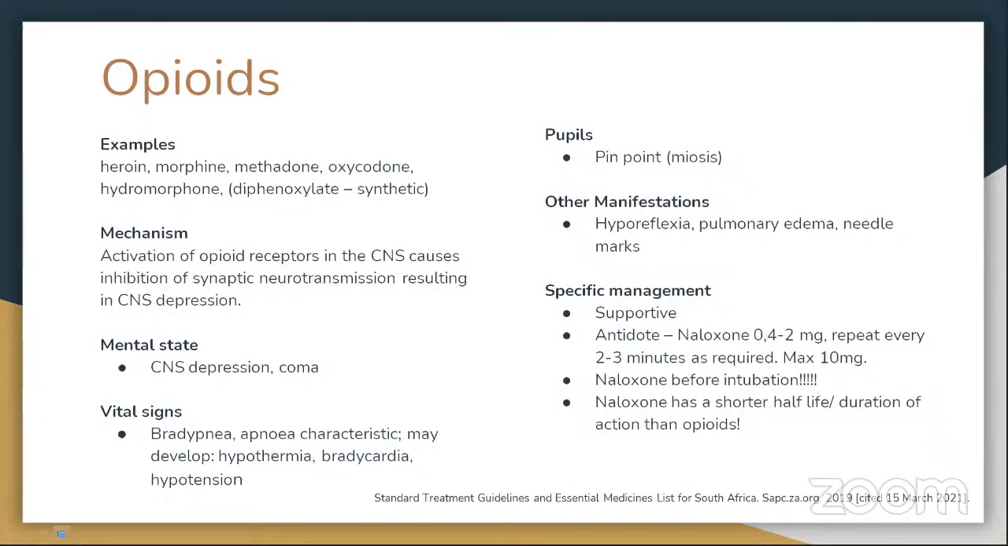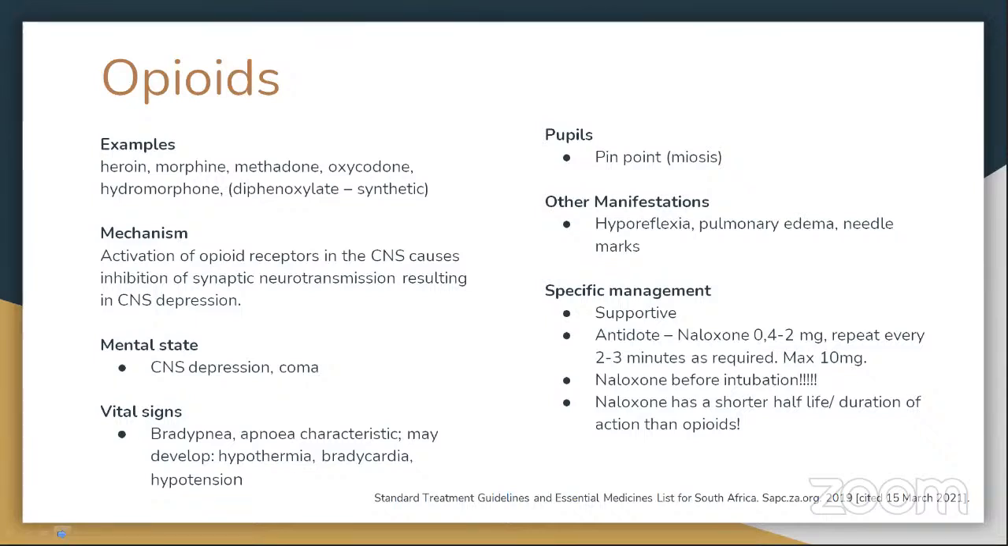Their mental state, you'll get a decreased GCS, depressed CNS. They can come in a coma, bradypnea, apnea. They may develop hypothermia, bradycardia, hypertension. What usually gives the diagnosis away are the pinpoint pupils. Other manifestations are the hyperreflexia, the pulmonary edema, needle marks, the tram tracking.